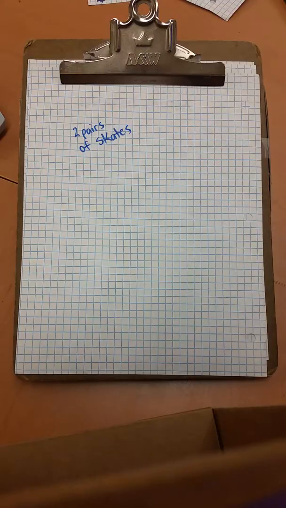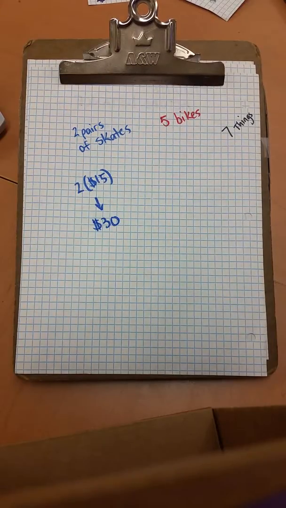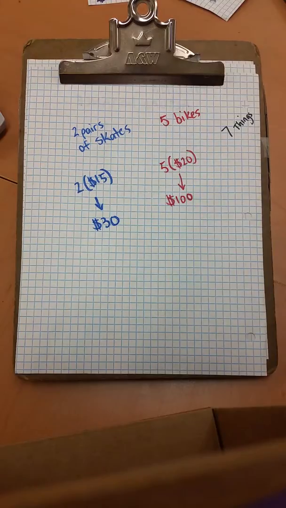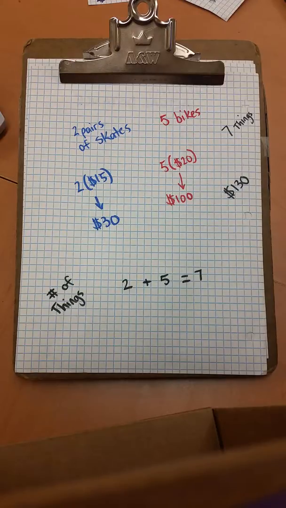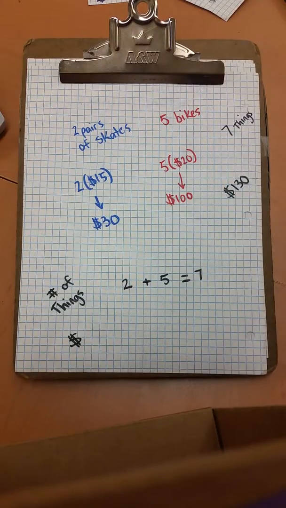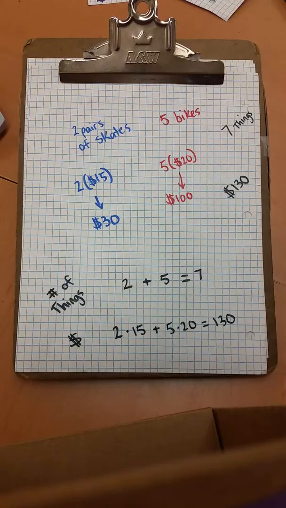If he had rented out 2 pairs of skates and 5 bikes, he would have rented out 7 things. How much money would he have earned? He would have earned $30 in skates and $100 in bikes. This would be $130 total. The number of things equation would be 2 plus 5 equals 7. And the amount of money equation would be 2 times 15 plus 5 times 20 equals 130.